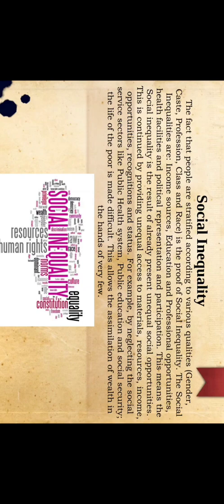Wherever you go nowadays, we are going to witness this in many places in the society. So what were the effects of this? Because of this social inequality, the poor people, the lower strata of people, are deprived of many of the opportunities that the higher class or upper class people do get.